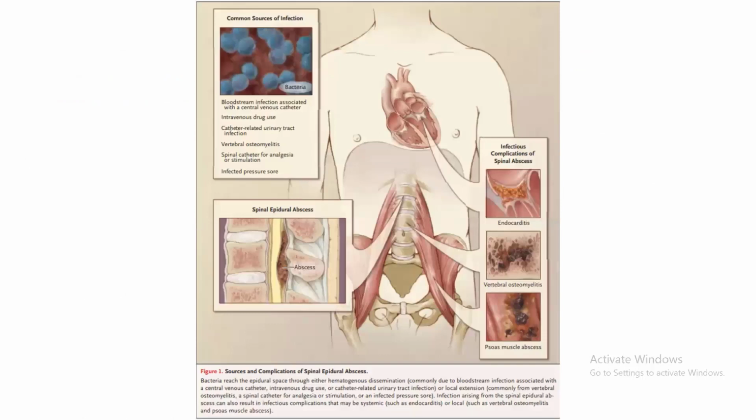This is a diagram. I think this is a little bit useful in kind of understanding the spectrum of disease. So this is referring to things that would lead to epidural abscesses. And this could obviously come from direct spread from vertebral osteomyelitis, or can come from a distant source, endocarditis, or local abscess along the psoas.